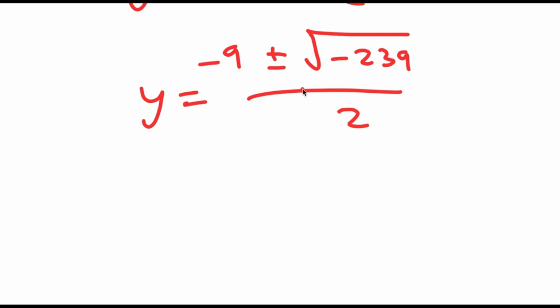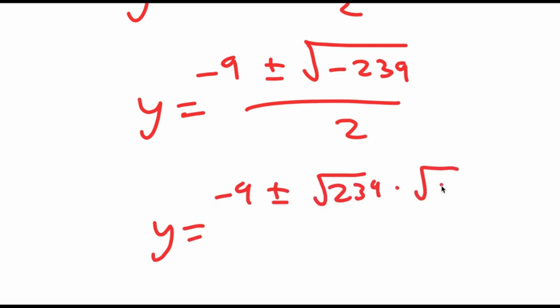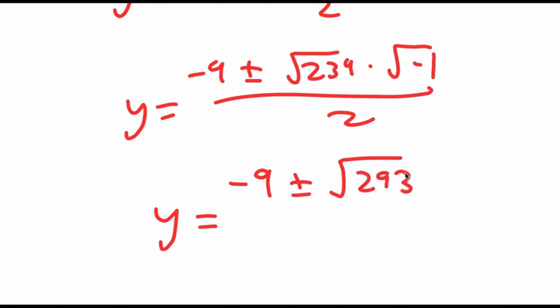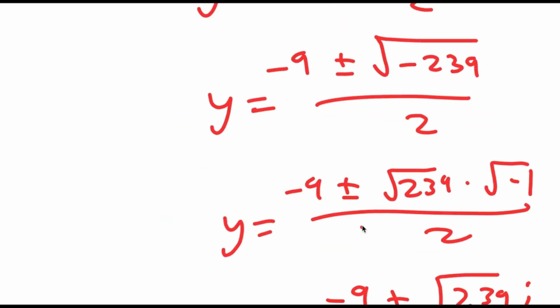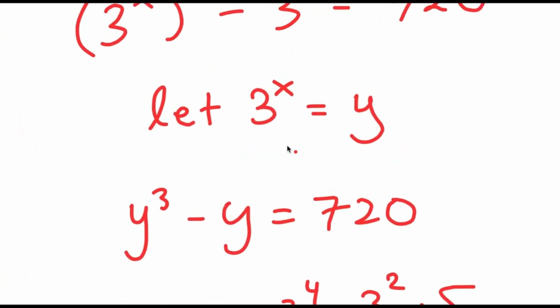So 239 is a prime number. So what I'm going to do is rewrite this as the square root of 239 times the square root of negative 1 over 2. And the square root of negative 1 is equal to the imaginary number i. So I get negative 9 plus or minus the square root of 239 i over 2.